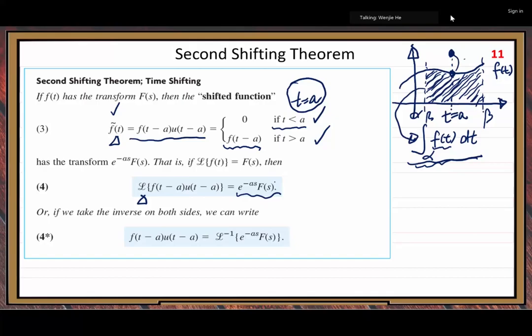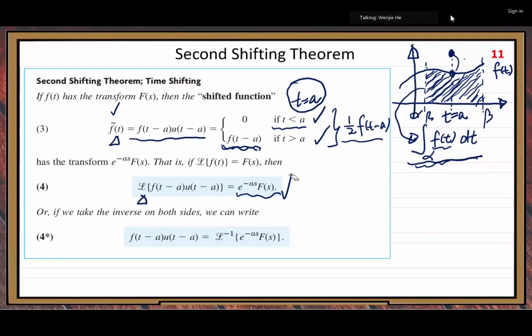If you want to assign its value, you can assign any value. You can assign 0, you can assign this value, or you can assign the average of these two values, 1/2 of f at t minus a, also okay, because the integral, the Laplace transform, is the same expression. All right, so there are these two formulas.